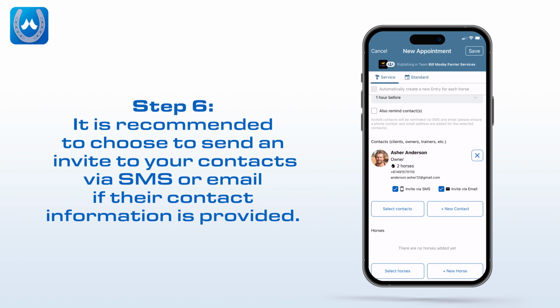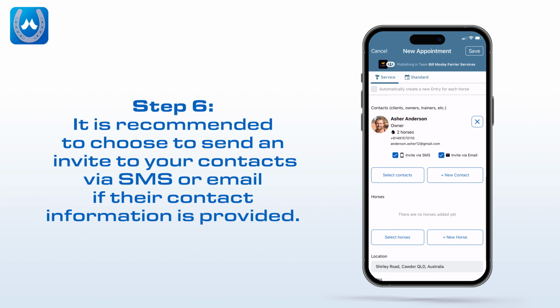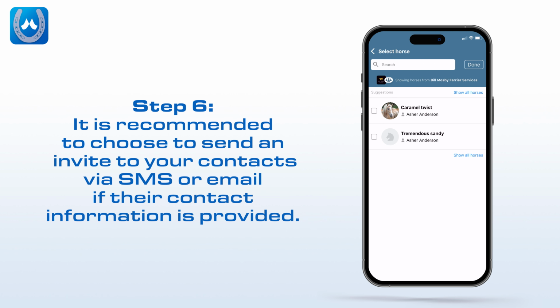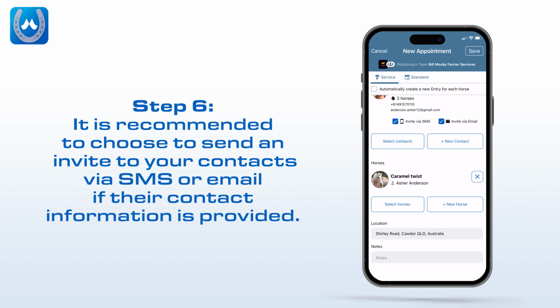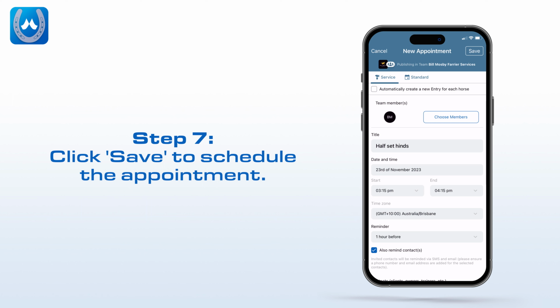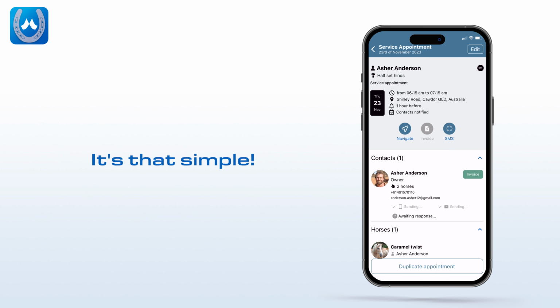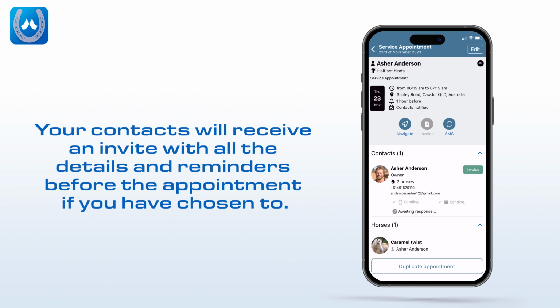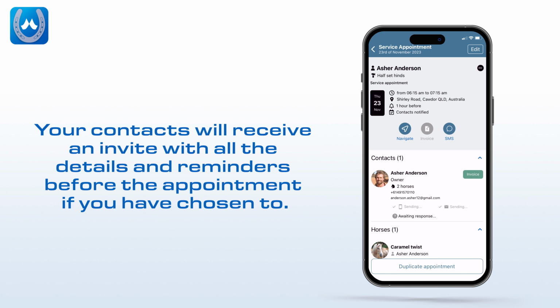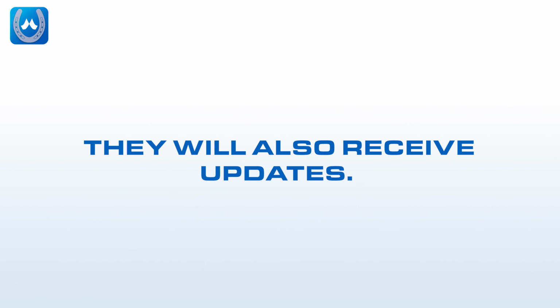Step 6. It is recommended to choose to send an invite to your contacts via SMS or email if their contact information is provided. Step 7. Click Save to schedule the appointment. It's that simple. Your contacts will receive an invite with all the details and reminders before the appointment if you have chosen to. If you make any changes to the appointment, they will also receive updates.